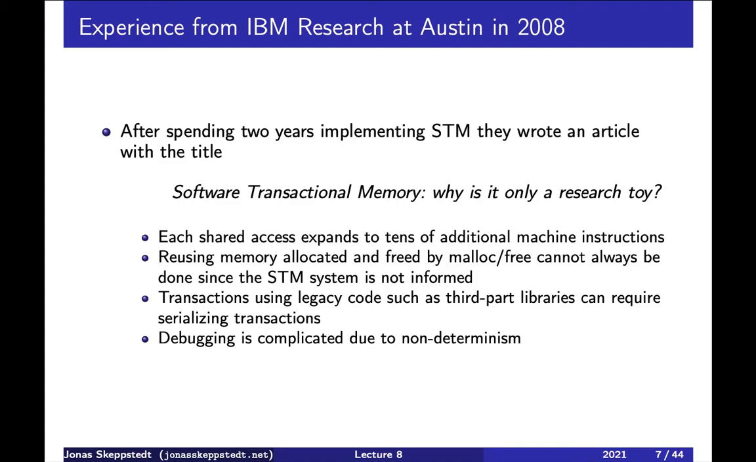Research in Austin made a project about software transactional memory, and one of the results was a paper with the title "Software Transactional Memory, Why is it only a research toy?" And they observed several things, and some are reported here, such as for each shared access there will be tens of additional machine instructions executed for the logging and the checking, and that can be really expensive.